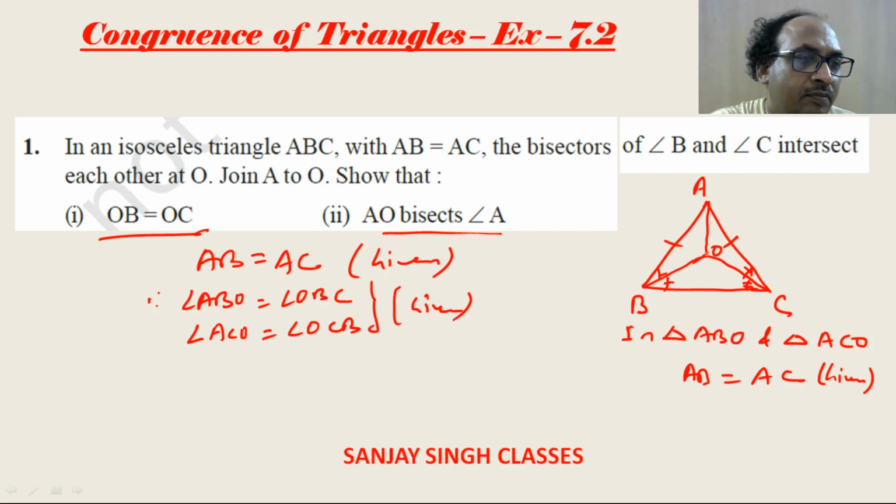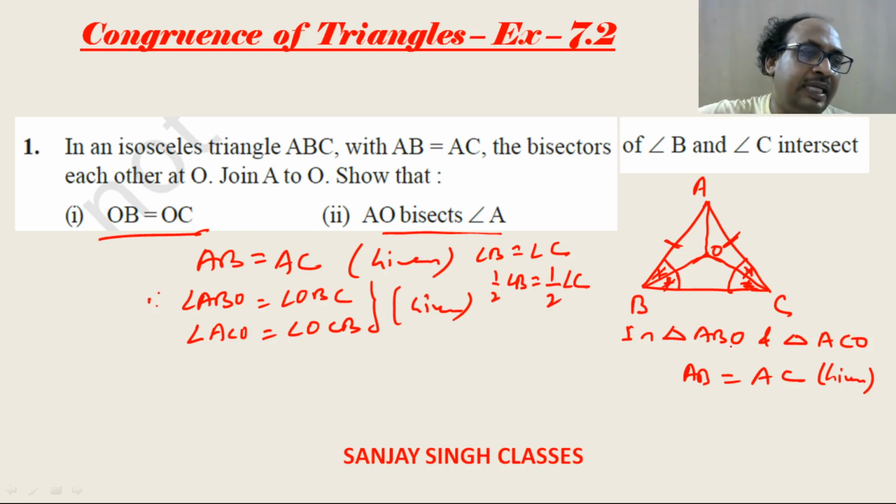here, this O is the intersecting point, and in these two triangles AB is equal to AC, okay. And this angle is equal to this angle is equal to this angle, and completely angle B is equal to angle C. If angle B is equal to angle C, it means half of angle B is also equal to half of angle C.